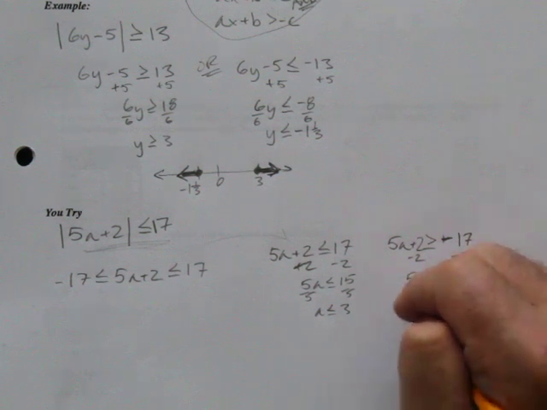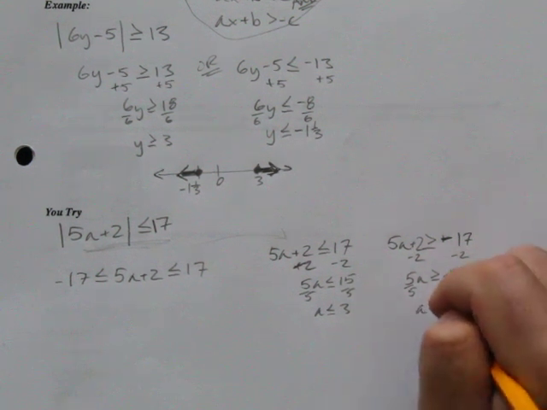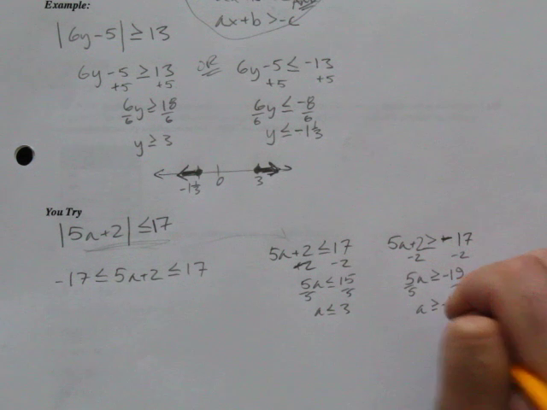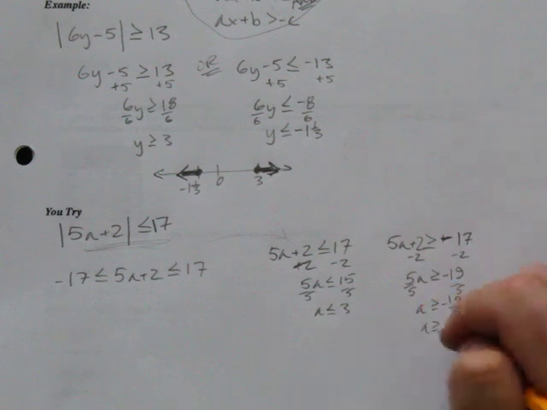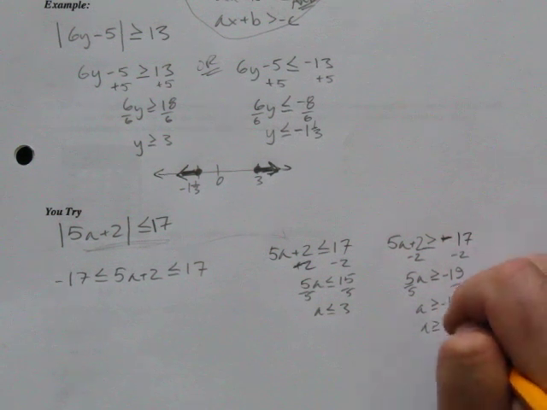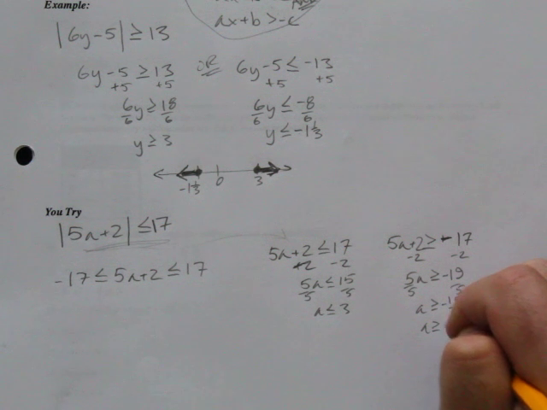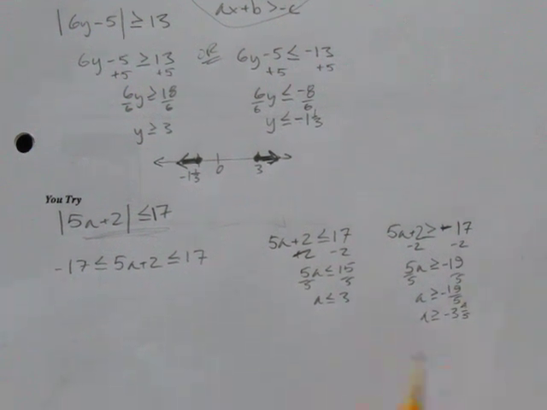Then I divide by 5. A is greater than or equal to negative 19/5. Gross. Negative 19/5 is 5 goes in there 3 times, and there's 4 left over. Negative 3 and 4/5. Goodness, why would they make this?